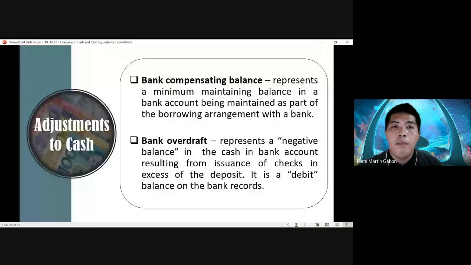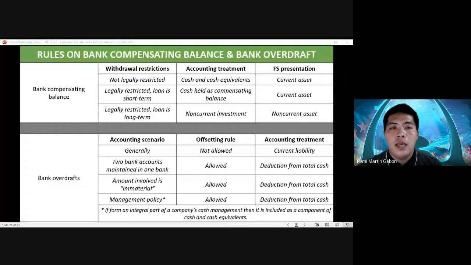Next, we have bank compensating balance and bank overdraft. So asan na yun? Dali lang.